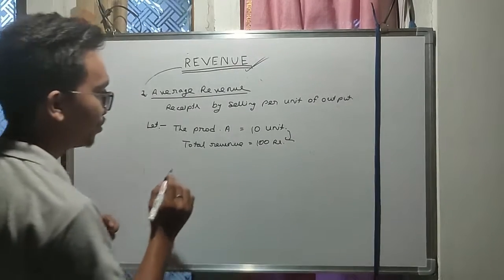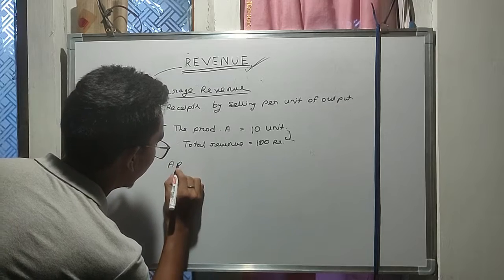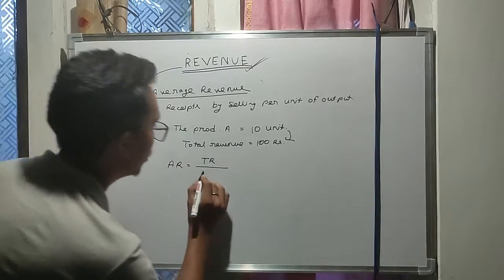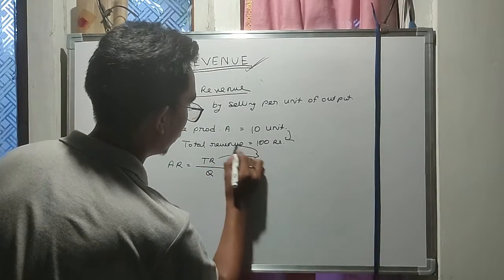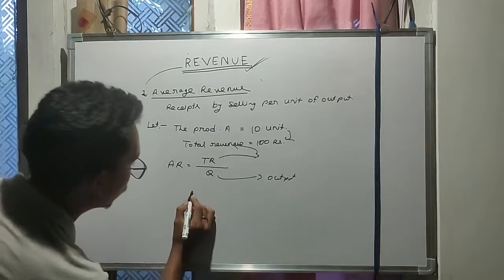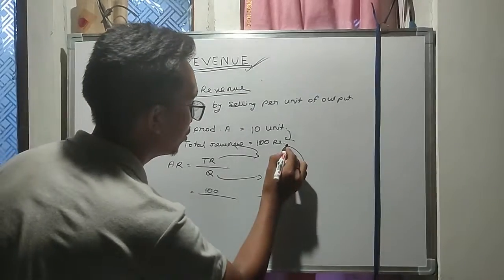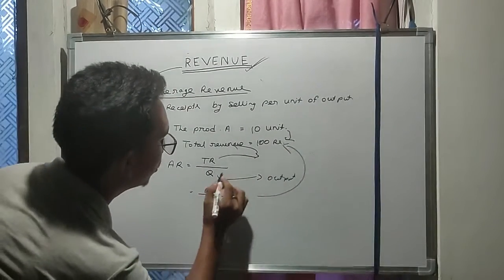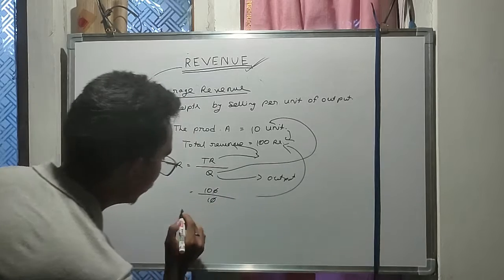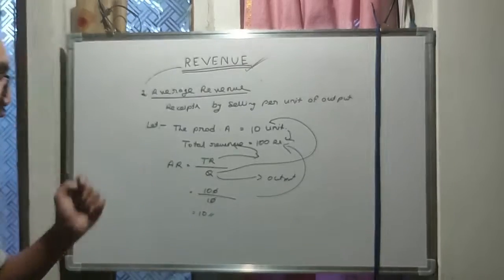So now we can say that AR, average revenue, is TR by Q. This is the total revenue, and this will be the output. So we have 100 as total revenue, and under that the quantity Q. What is the quantity? Quantity is 10. So 100 by 10 is 10. So AR, average revenue, is 10.